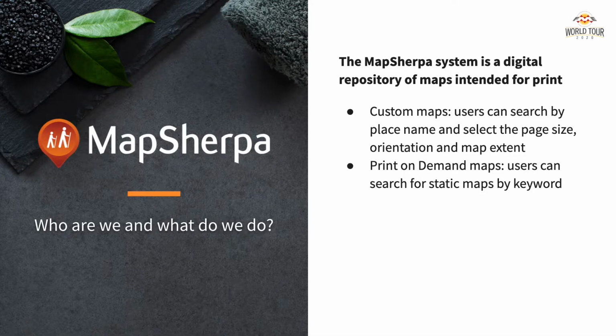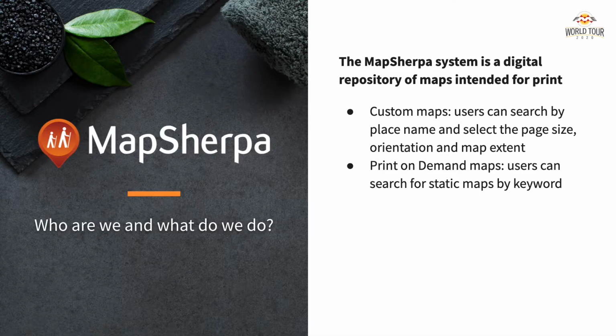So as I said, MapSherpa is a digital repository of maps that are intended to be for print. So we generally do not sell digital versions of the maps. We have two kinds of maps in MapSherpa: custom maps, where the user can search by place name, adjust the map extent, select the page size and orientation that they want. They can give a title. And then we have a collection of print-on-demand maps the user can search by keyword. These print-on-demand maps are pre-canned from the publisher.